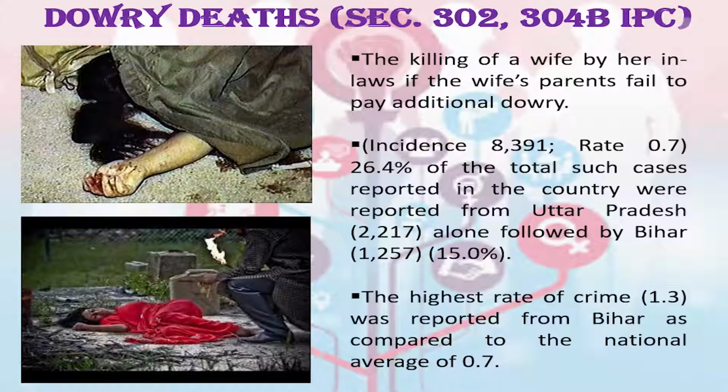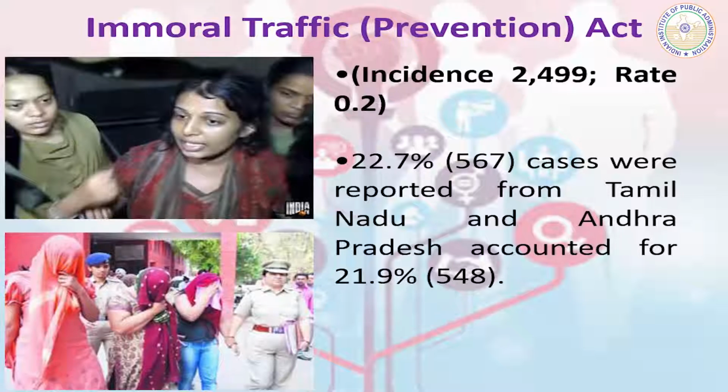Dowry death. The killing of a wife by her in-laws if the wife's parents fail to pay additional dowry. Incidence 8391, ratio 0.7, 26.4% of the total such cases reported in the country from Uttar Pradesh alone, followed by Bihar. The highest rate of crime was reported from Bihar as compared to the national average of 0.7. Molestation, sexual harassment, importation of girls, immoral traffic.